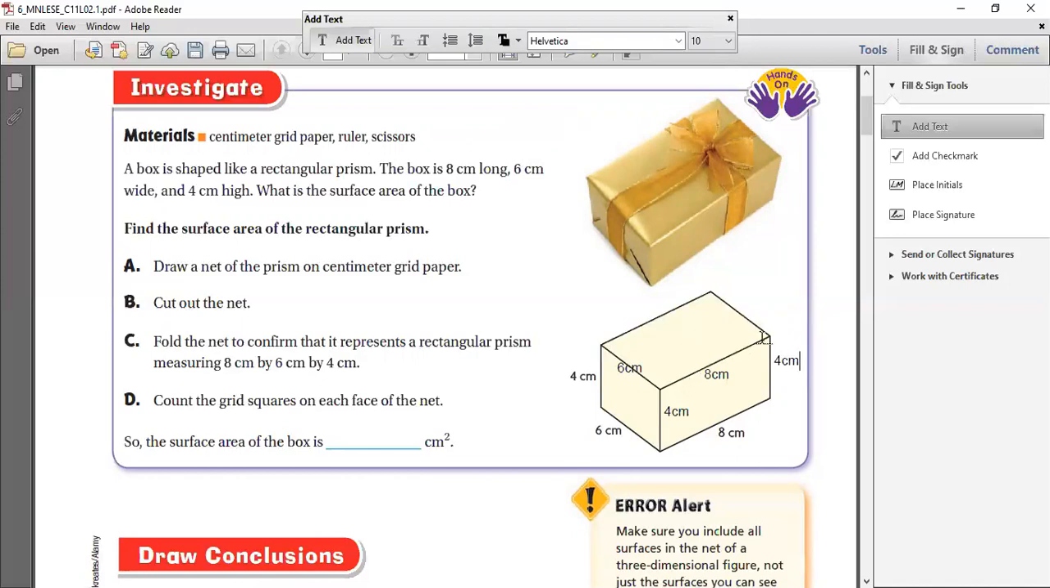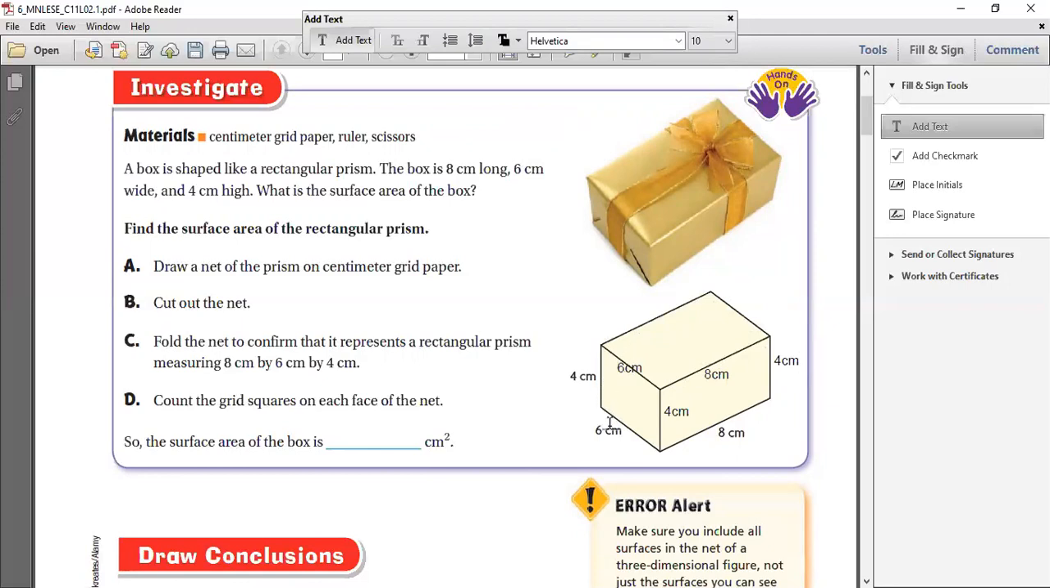Now with these measurements you can also find out the length of this and also the width of this. So the length of this is also going to be 8 because this is 8. This is also going to be 8. This is going to be 6 because this is also 6. Okay, now first let's find one by one the area of each of the faces.